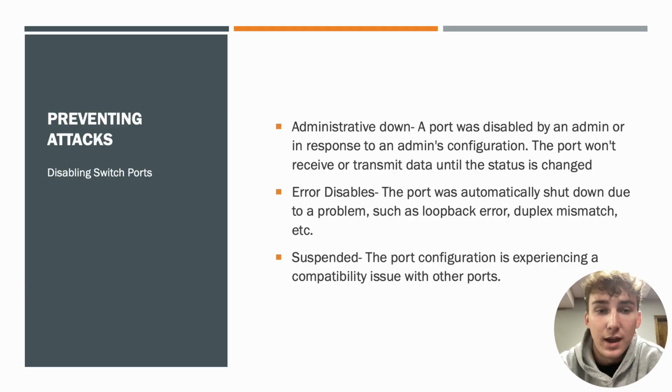There is also error disabled, which is when the port is automatically shut down due to a problem, and there are many problems that can occur, such as loopback error, duplex mismatch, and many more. Suspended is when the port configuration is experiencing compatibility issues with other ports.